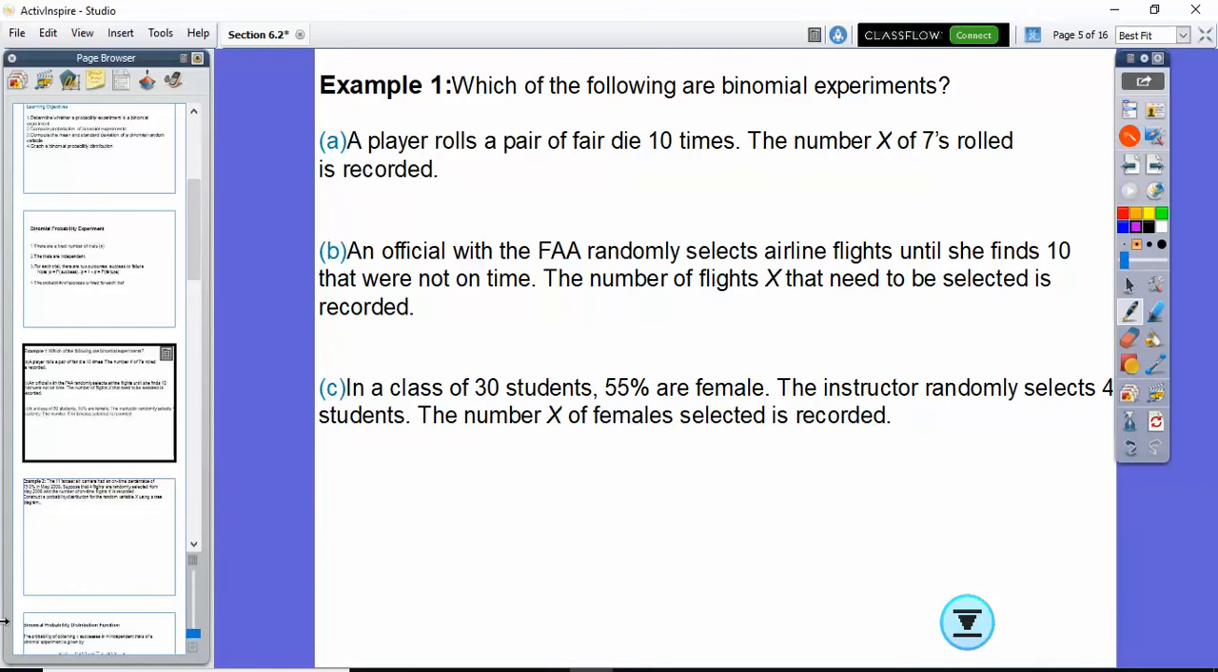So our first one. A player rolls a fair die 10 times. The number x of 7s rolled is recorded. So, first of all, to be binomial, there has to be a fixed number of trials. Do we have a fixed number of trials? Yes. How many is that? 10. So my n is 10. There are 10 trials. We're good there. Are they independent? What I roll the first time, does that change what I will roll the second time? No, so they're independent. There have to be 2 outcomes, success and failure. Do we have those? Yeah, it's 7 or not a 7. What's the probability of success, the probability of a 7? 1 in 12.